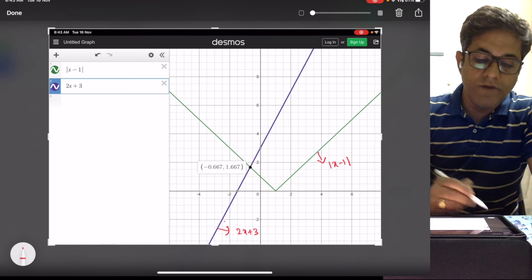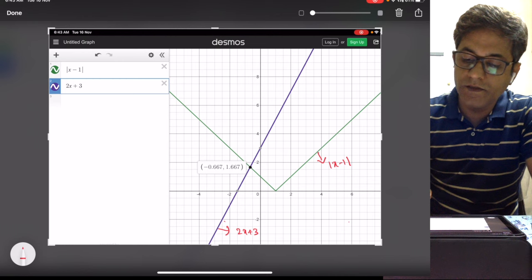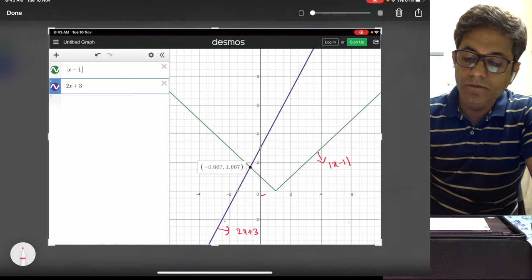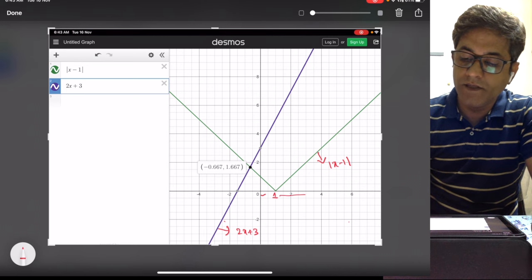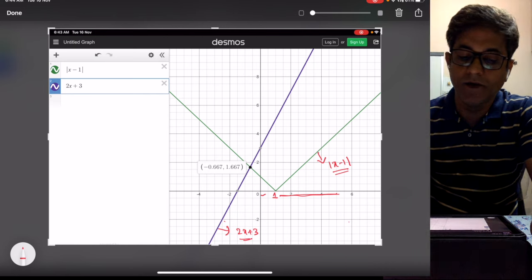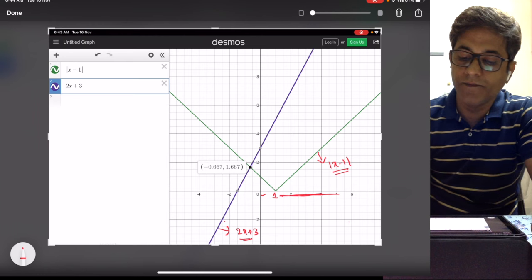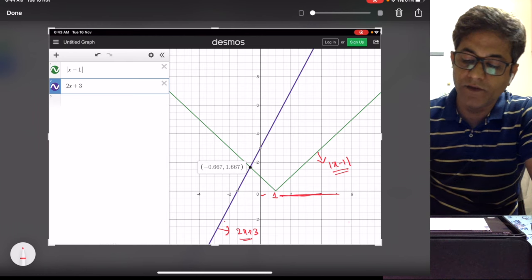See, for x greater than or equal to 1, here this is 0 and this is 1. So for x greater than or equal to 1, on the right hand side of 1, the two curves, that is y equal to mod x minus 1 and 2x plus 3, are not intersecting. There is no intersection point. That's why for x greater than or equal to 1, there is no solution. That was case 1 we solved.